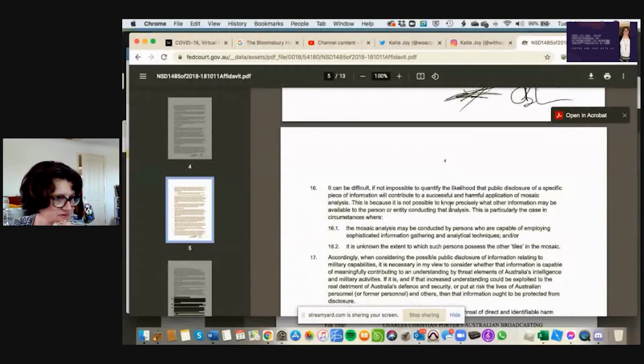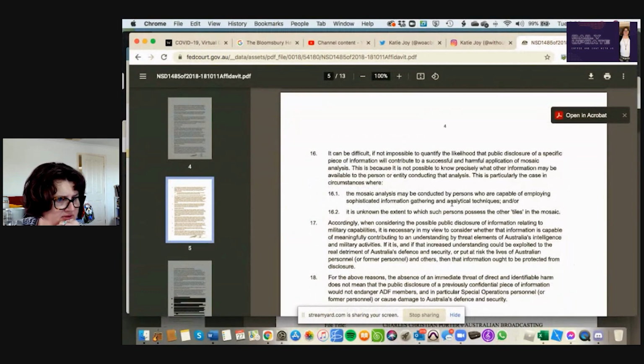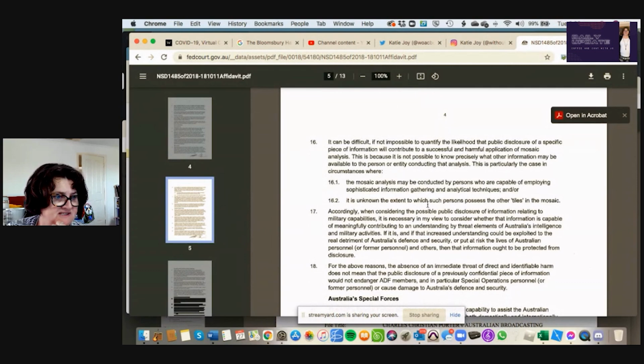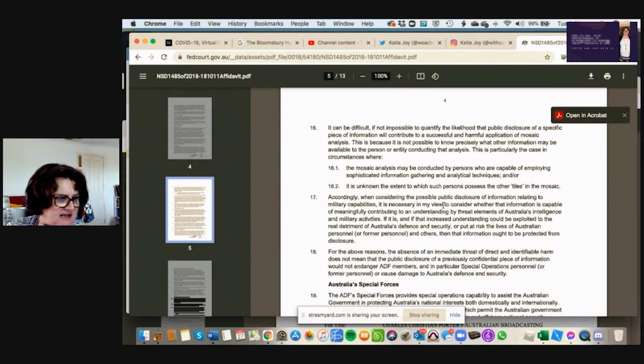It can be difficult, if not impossible, to quantify the likelihood that public disclosure of a specific piece of information will contribute to a successful and harmful application of mosaic analysis. This is because it is not possible to know precisely what other information may be available to the person or entity conducting that analysis. This is particularly the case in circumstances where the mosaic analysis may be conducted by persons who are capable of employing sophisticated information gathering and analytical tactics, and/or it is unknown the extent to which such persons possess the other tiles in the mosaic.